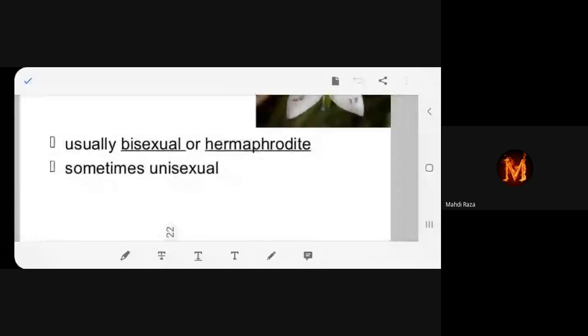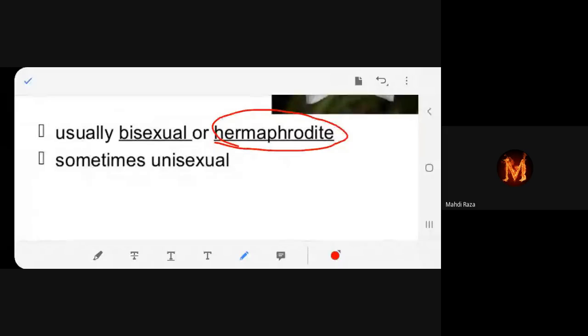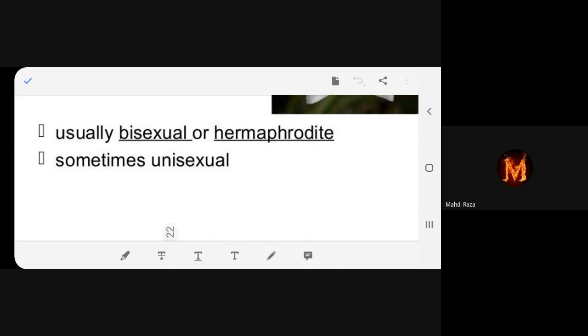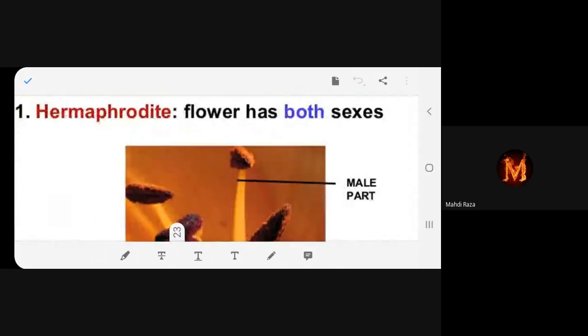They are usually bisexual or hermaphrodite. Now, what is the other name of bisexual? Hermaphrodite. It's a new word for you, but you will learn. So bisexual is also called hermaphrodite. Sometimes they are unisexual, that means either male or female reproductive organ will be present. What is the meaning of hermaphrodite? It has both sexes. The other name is bisexual.